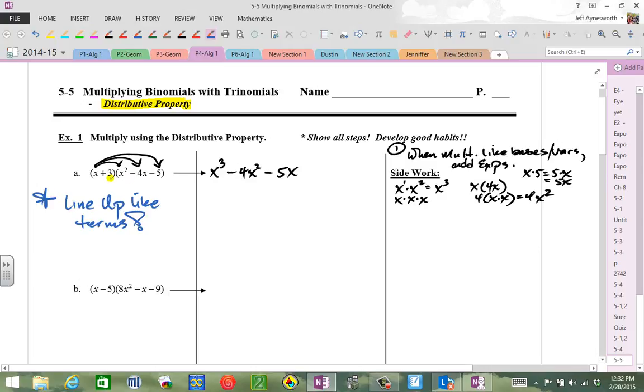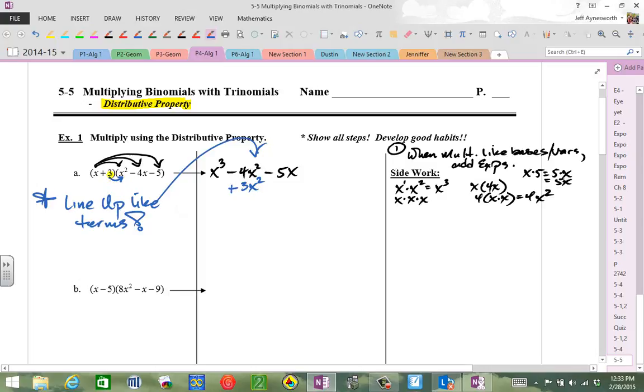So here we go. 3 times x squared is 3x squared. And notice I have the squares in the second position here. So I'm going to put plus 3x squared because it's positive. So I got 3x squared here. Line up like terms, and I'm talking about right there, the squares with the squares.